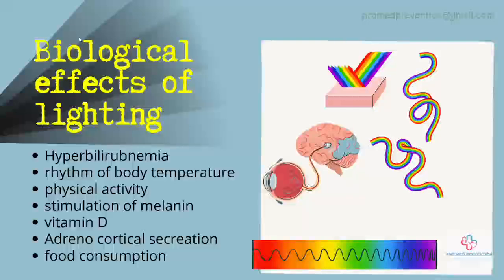Along with that, the biological effects of light include effects on biological rhythms of body temperature, physical activity, and stimulation of melanin synthesis. The activation of precursors of vitamin D and adrenocortical secretions along with food consumption is also influenced. So knowing all these things about light, you will come to know how important light and lighting is.